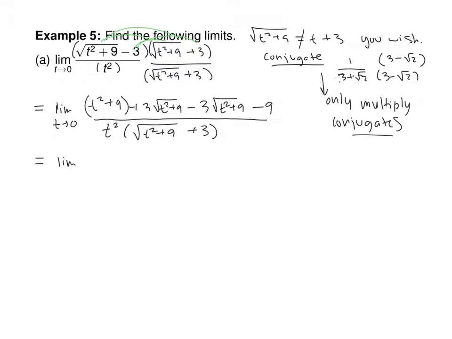So you've got the limit as t goes to 0 of t squared over t squared times root t squared plus 9 plus 3. And now can the problematic t squared from the denominator cancel? When that does cancel, what's left in the numerator? 1. Very good.